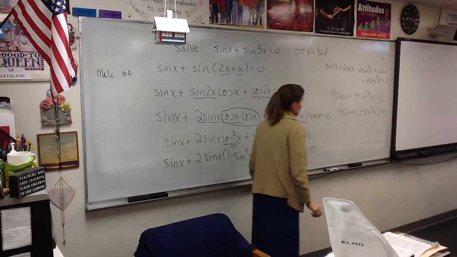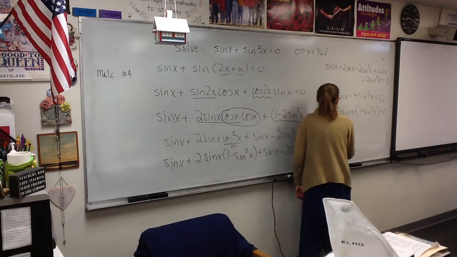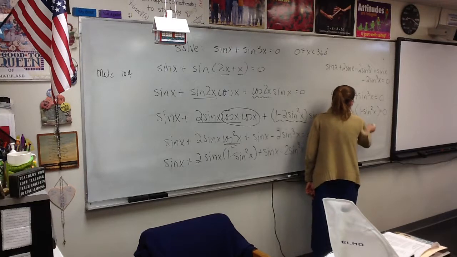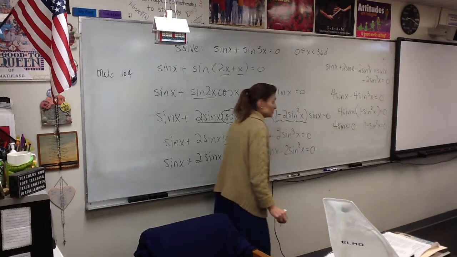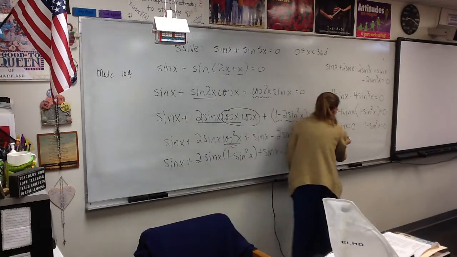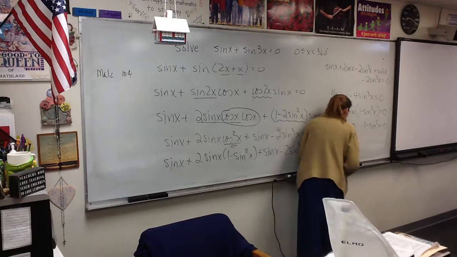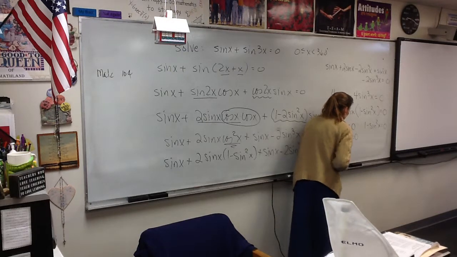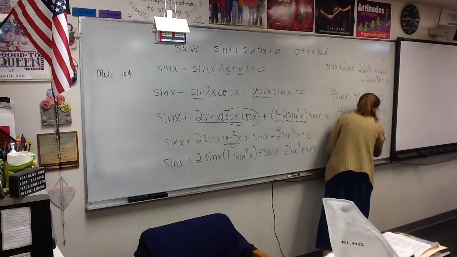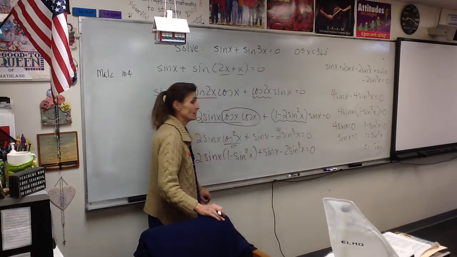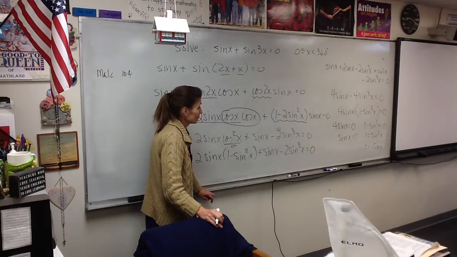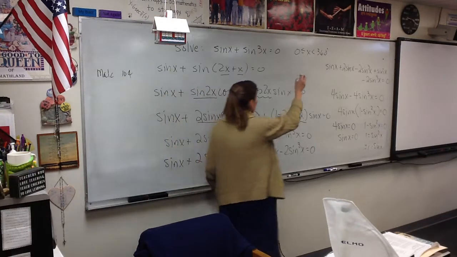What do I do next? 4 sine x equals 0, or 1 minus sine squared equals 0. So this says sine equals 0, which is a special number. And this says sine equals plus or minus 1, which is another special number. Still with us?